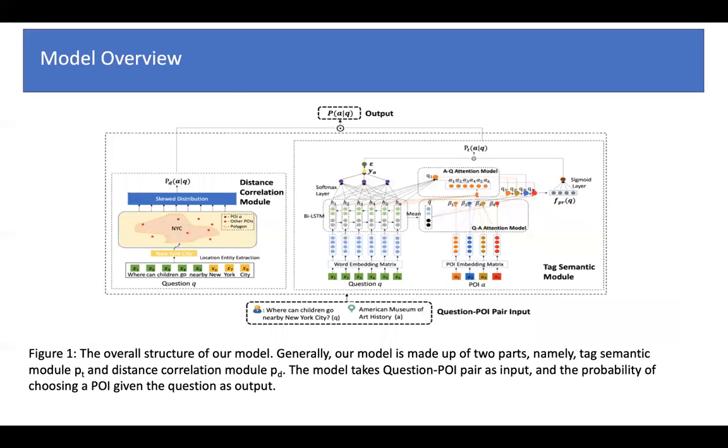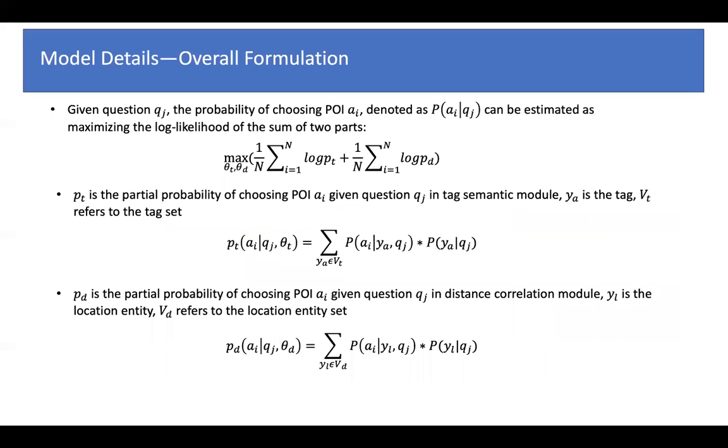So, the graphic shows the overall structure of our model. Generally, our model is made up of 2 parts, namely text semantic module PT and distance correlation module PD. The model takes question POI pair as input and the probability of choosing a POI given the question as output. Given question QJ, the probability of choosing POI AI, denoted as P(AI|QJ), can be estimated as maximizing the log likelihood of the sum of 2 parts.